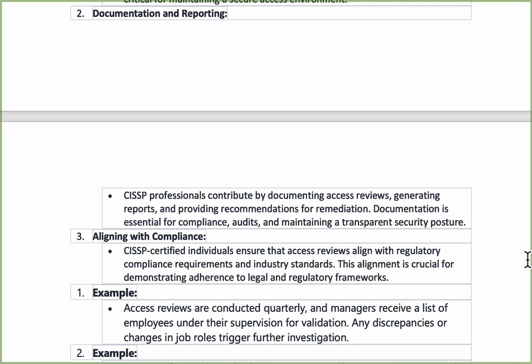Six months works. About every year is positive, but a lot can happen in a year. A lot can happen in 6 months as well, but at least you're not waiting an entire year to look at all of these accounts. This would contribute to document access reviews, generating reports, and so forth. If you have this automated, it makes it really easy.